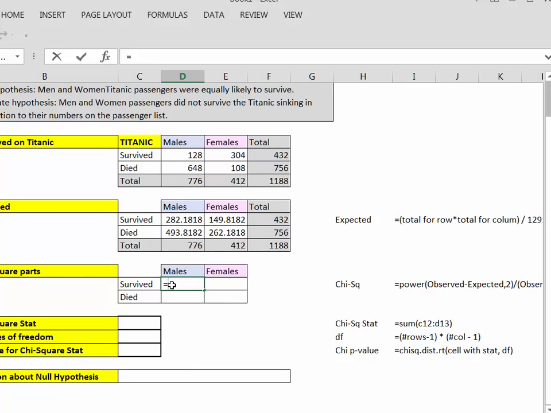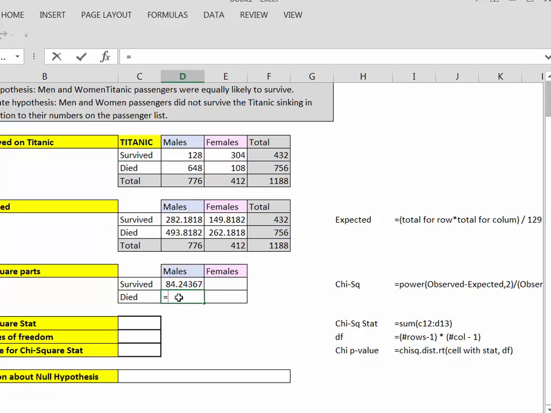So here we go. Equals power. It's my function. The first thing I need is the number, and it's my observed minus my expected. I put in the comma to go on to the second part, to tell it what power I'm raising it to. So that's the numerator. I have to divide by the expected value. I hit enter and it goes into the cell.